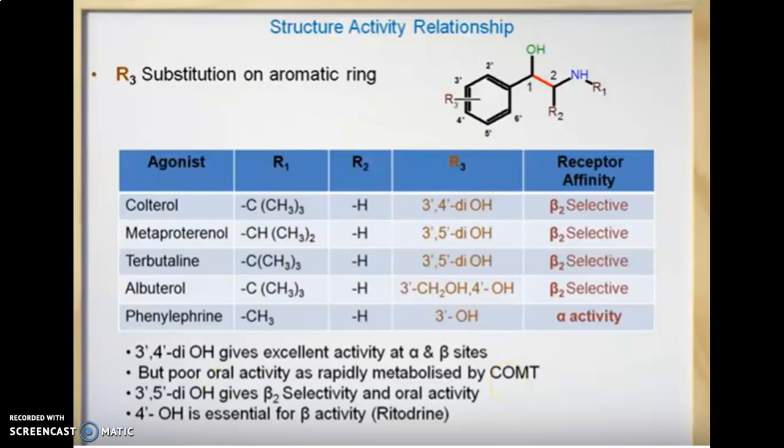The 3,4-dihydroxy gives excellent activity at the alpha and beta sites, but poor oral activity, as it is rapidly metabolized by COMT, that is the catechol-O-methyltransferase enzyme. The 3,5-dihydroxy gives beta 2 selectivity and oral activity. 4-hydroxy is essential for the beta activity, otherwise it will show the alpha activity, like in the case of nylidrin.